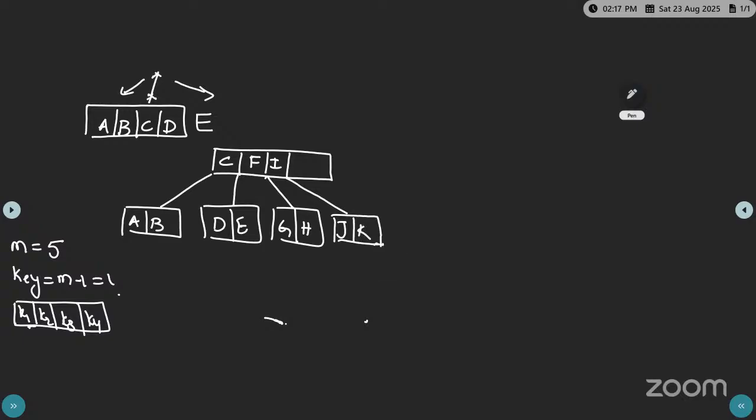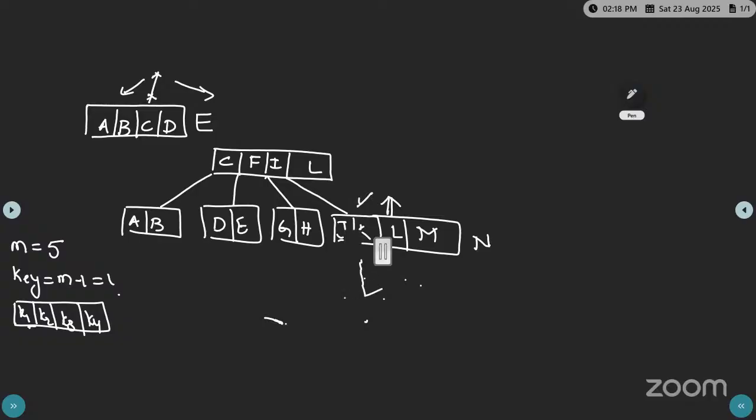J, K, L, M. Up to M any problem? No. And now if you want to insert N, once again a very big problem. L moves up. To the right of L is MN.